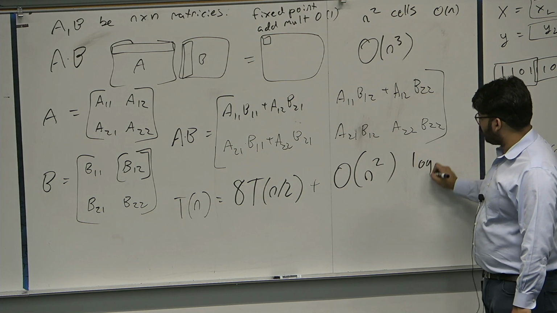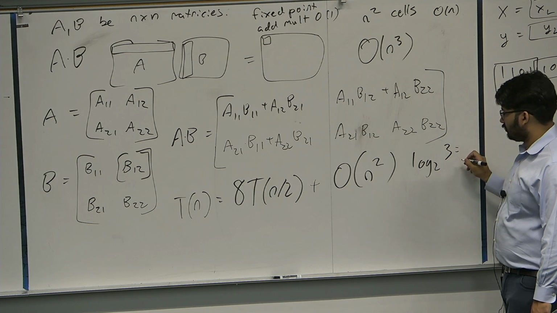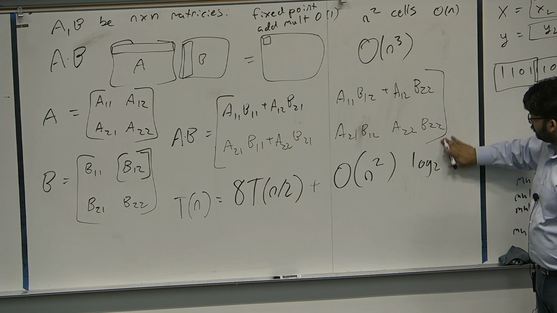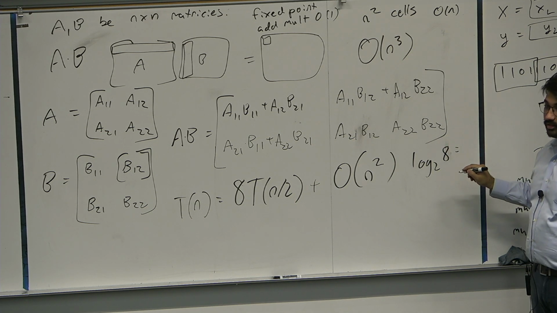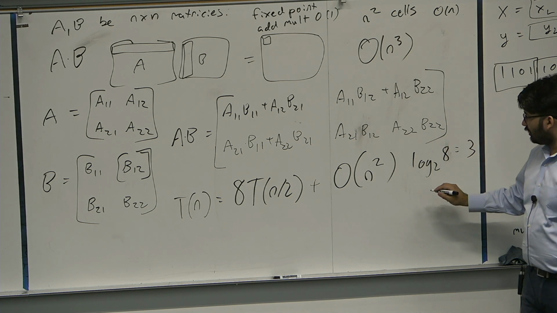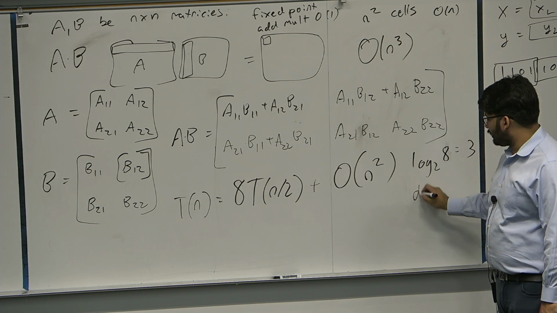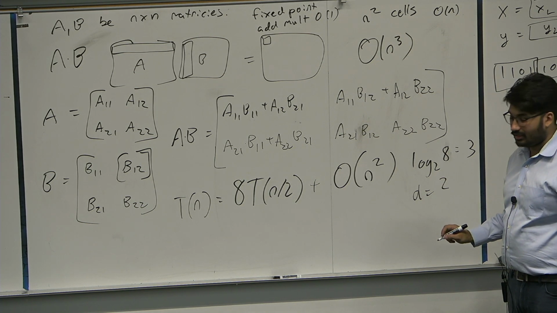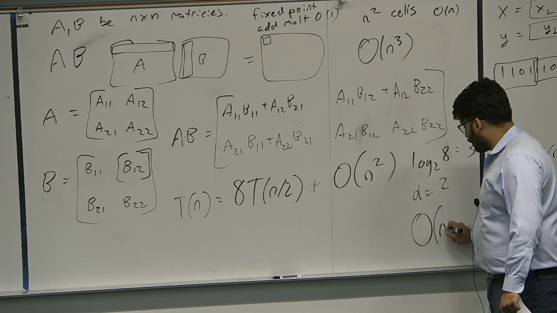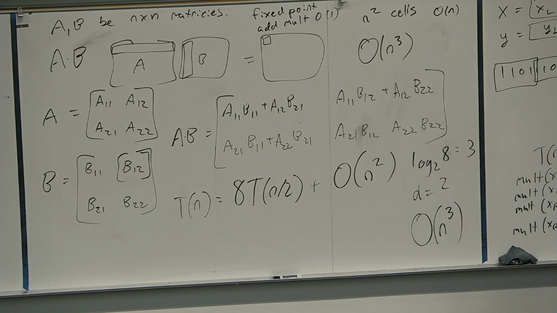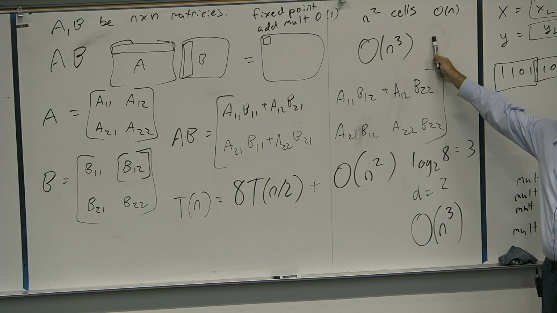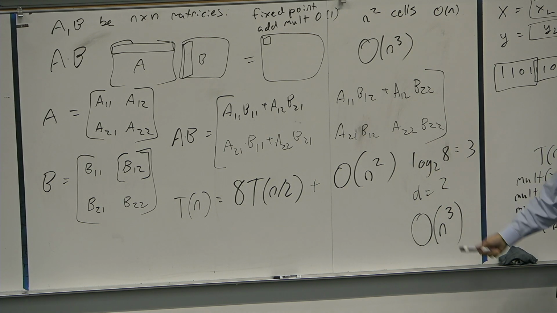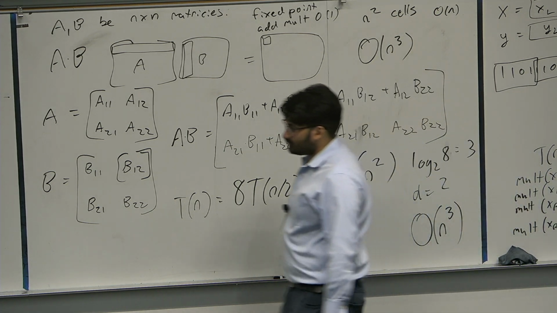Quick, what's log base 2 of 3? Sorry, 3. Yeah, 3. Okay, my bad. D is equal to 2? Which one wins? 3. So this takes n cubed. The trivial way took n cubed. The divide and conquer way took n cubed. So we didn't actually improve anything.